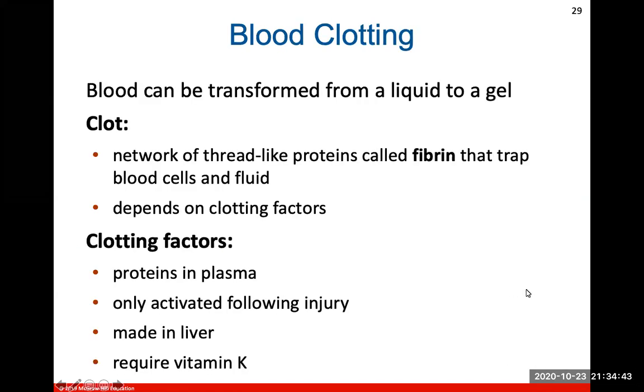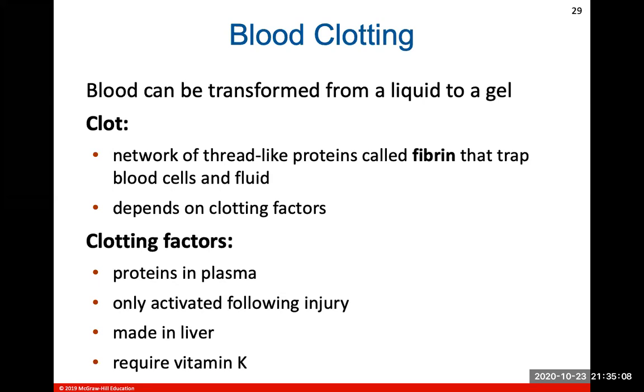Then blood clotting can be described as the transformation of blood from a liquid to a gel, and a clot is just a network of thread-like proteins called fibrin that will trap blood cells in fluid. A clot will depend on different clotting factors, like the proteins in your plasma. They'll only be activated following an injury. They're made in the liver and they require vitamin K.